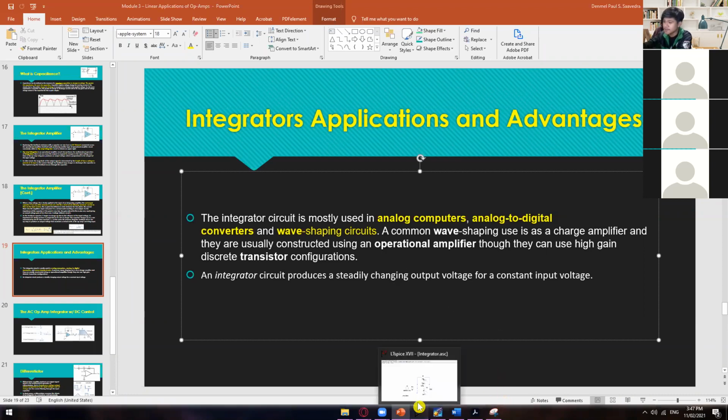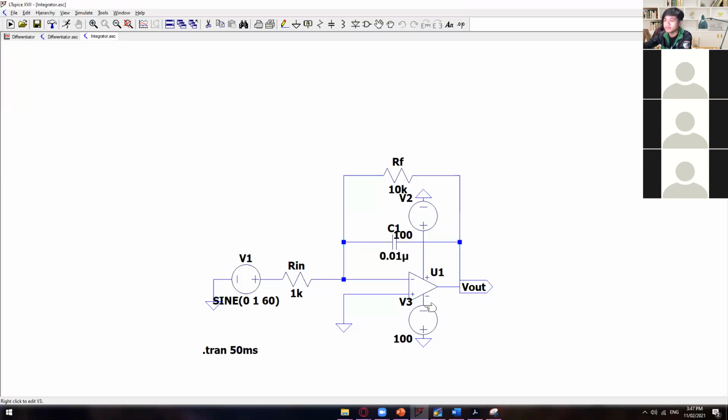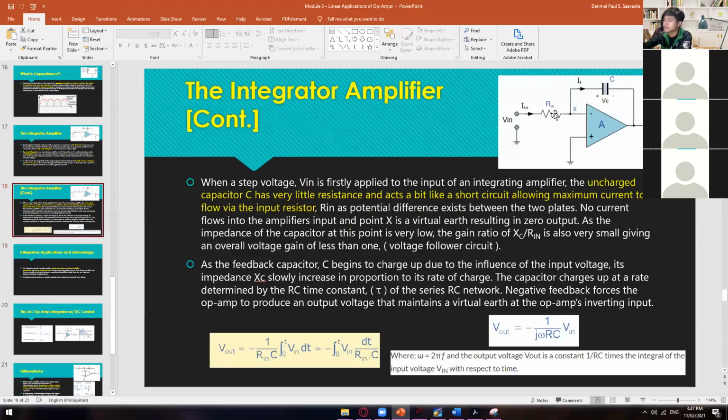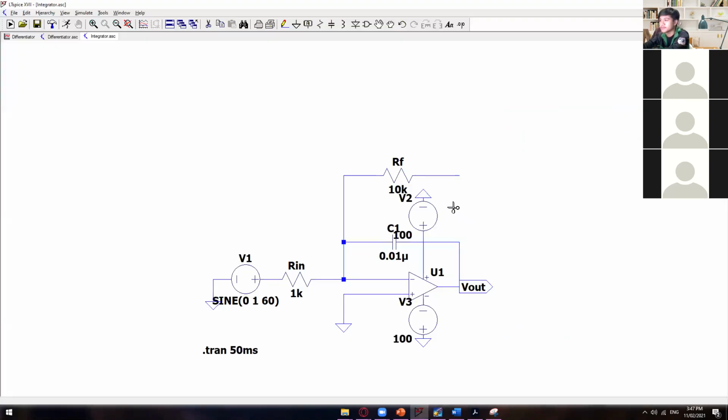All right, so let me show to you guys this one, capacitance, and then resistance. All right, so I will put this one aside for now. So this is the circuit. This is the circuit of the integrator.